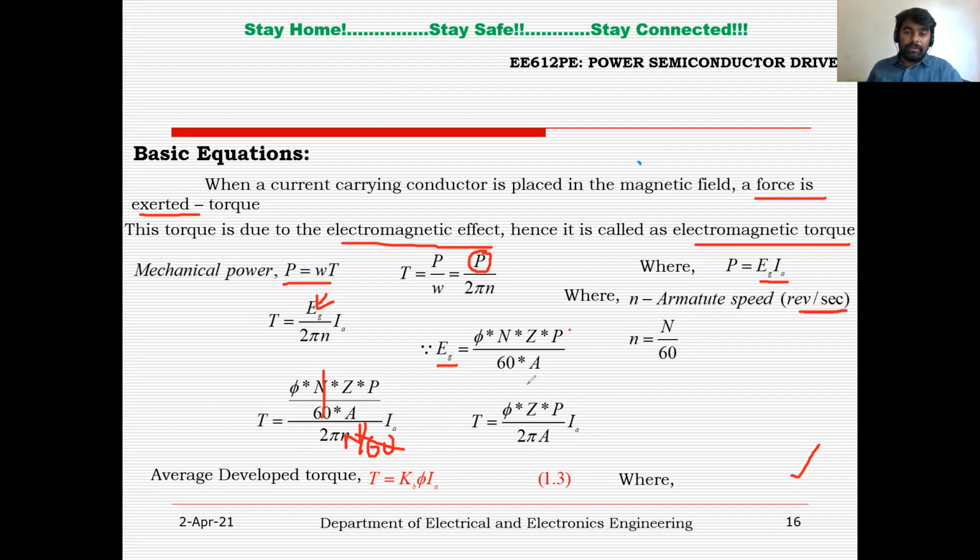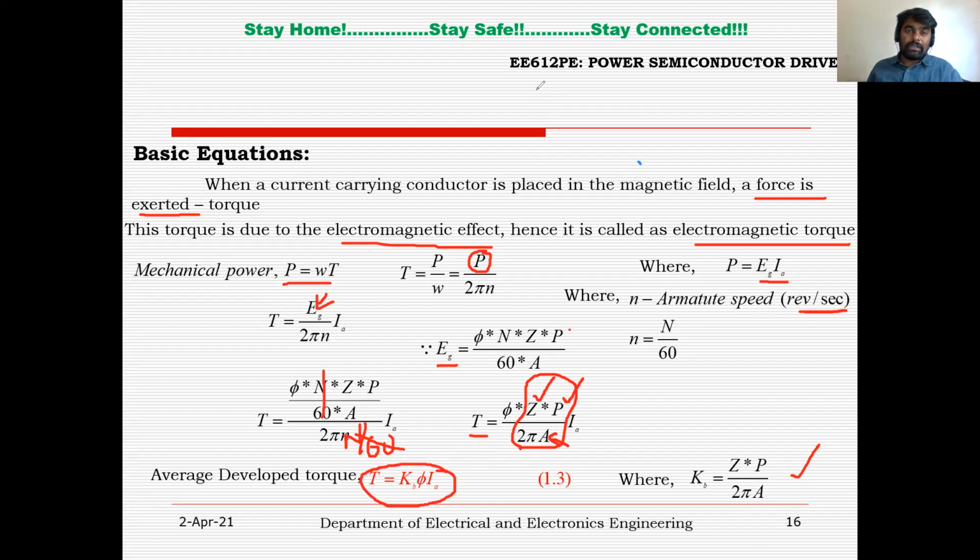Here you can see the number of armature conductors Z is constant for a designed machine. The number of poles is also constant. The number of parallel paths A is also constant. 2 pi is also constant. So this constant factor I can write as KB, right? Where KB equal to ZP divided by 2 pi A. So totally you can write torque equal to KB phi into IA.